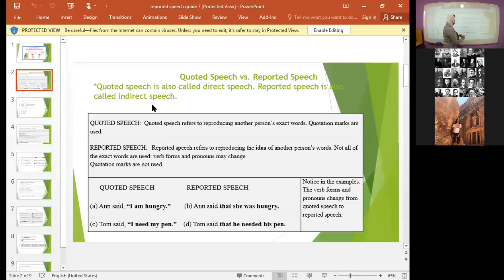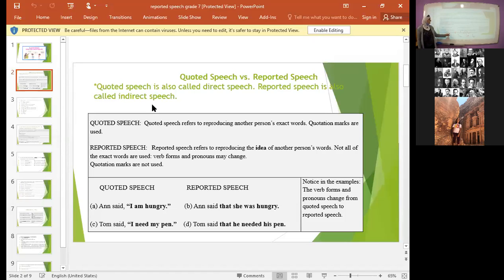Let's work with pronouns first. Tom said that he needed his pen, and we have Tom. Look how many pronouns we have in this sentence. Tom said that he needed his pen. One noun, two pronouns.